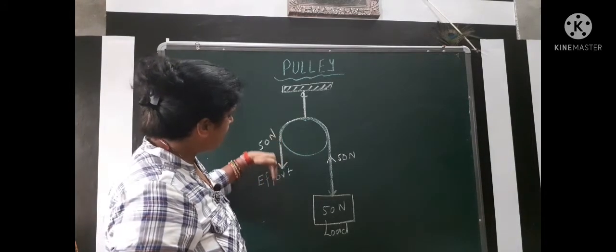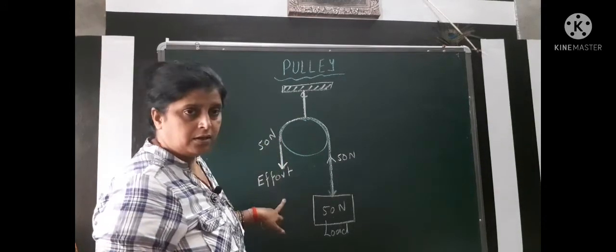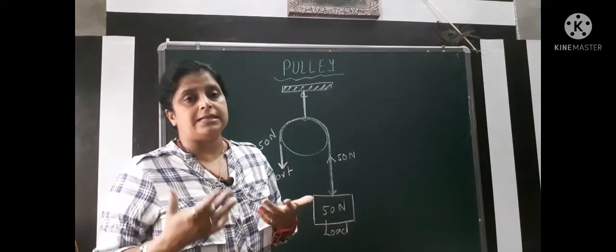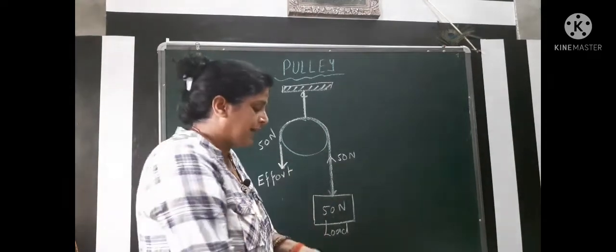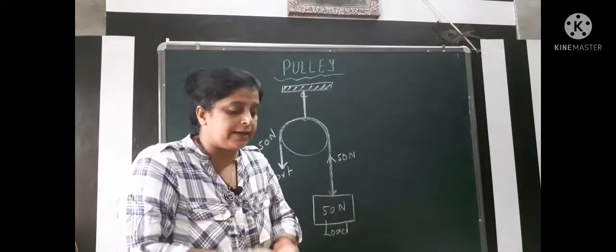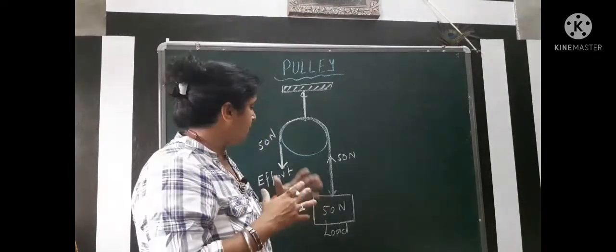It means by applying 50 Newton force downward, that person can easily lift the body. Now you will think, how is it easy? It is easy because if you directly pull any body of 50 Newton, then you are working against the gravitational force, so you have to apply more effort.